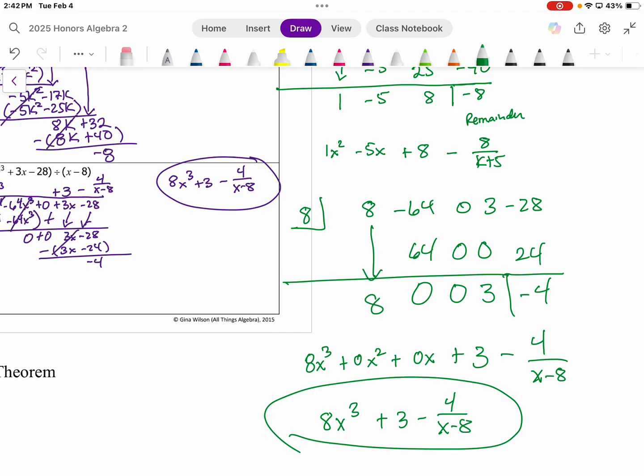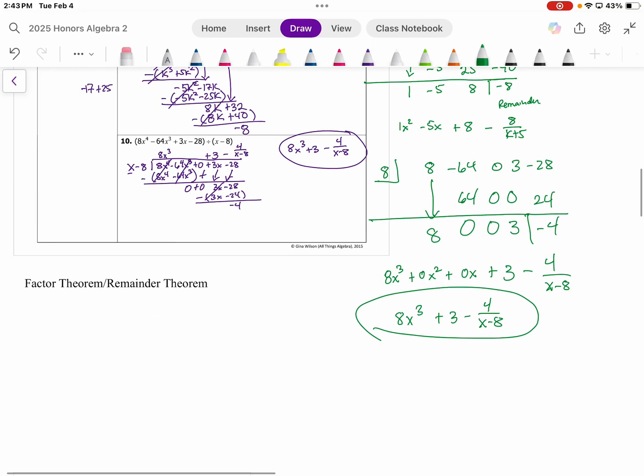Now, it may be good to do this process right here until you get really comfortable with it, because the last thing you want to do is say this is 8x plus 3, because that's totally wrong. It's supposed to be 8x cubed plus the 3, and so forth. Whenever there's a remainder, it's always written as a fraction. We did not get lucky to get one divided in there evenly.